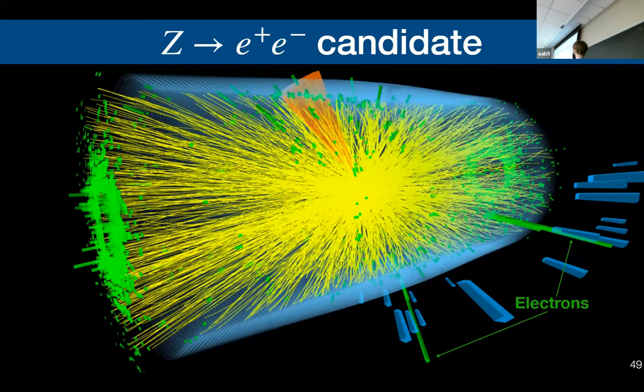Okay. Here's an example of a Z boson event decaying to 2 electrons. The electrons are the large green towers that I have shown here.